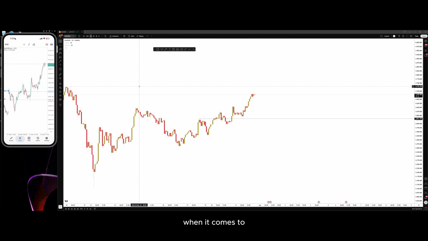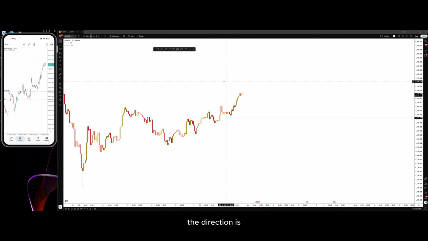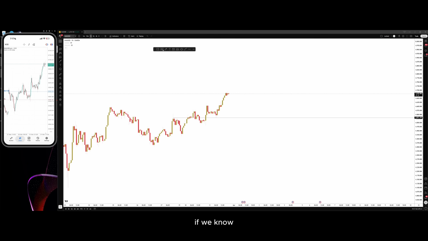When it comes to understanding what market structure is or what the direction is, it goes back to trends. If we know we are in an uptrend, all we're looking for is a higher high or a higher low. Those are the only things we're worried about. So in this scenario, we can see that price makes a high, higher low, higher high, higher low, higher high, higher low, higher high, higher low, higher high.